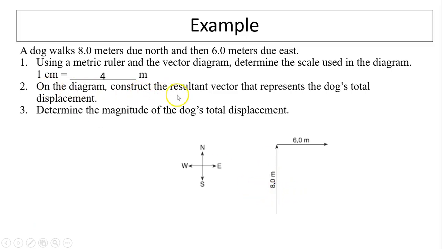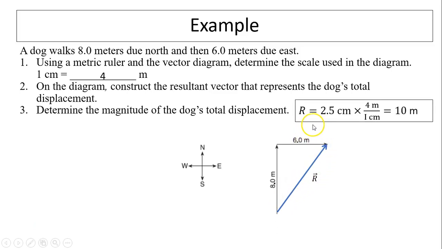That means 1 centimeter equals 4 meters. Now on the diagram, construct the resultant vector that represents the dog's total displacement. That's from where you start to where you end. That is your resultant. Next, you have to determine the magnitude of the total displacement. Use a ruler to measure the length of R, which I measured as 2.5 centimeters. Then use the scale, 1 centimeter equals 4 meters. Centimeter and centimeter cancel, so you end up with 10 meters.